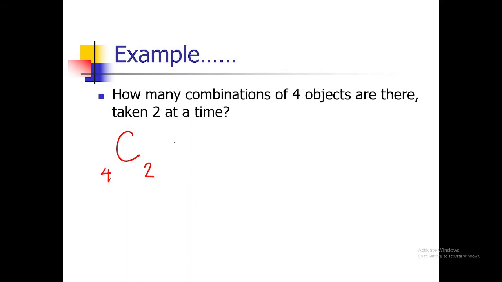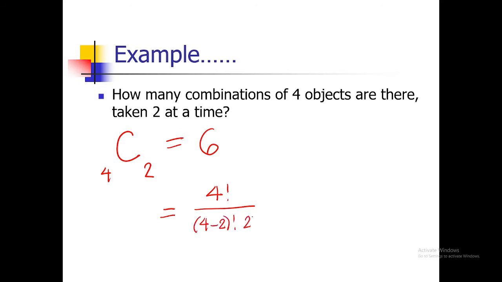Yes, how much is it? 6. Let me show the solution para makabalo lang tagyon sa pag-solve. So we have 4 factorial all over 4 minus 2 factorial over 2 factorial.